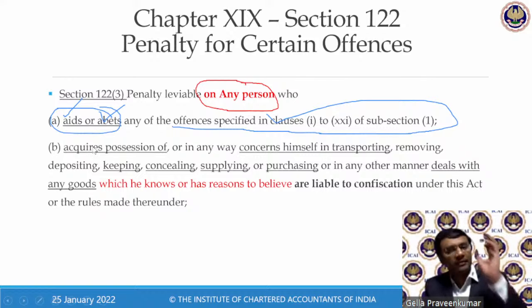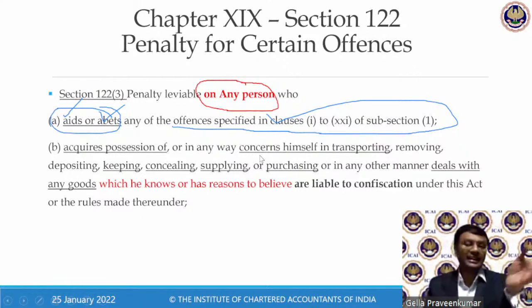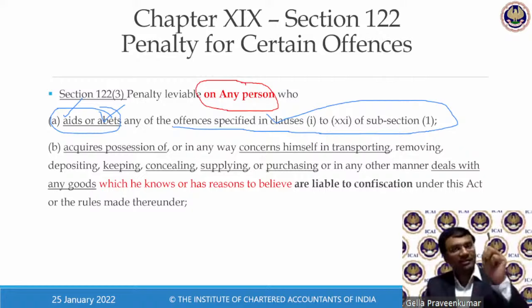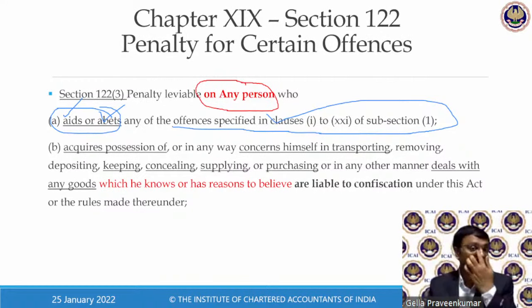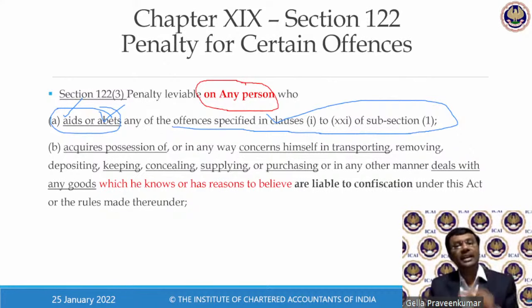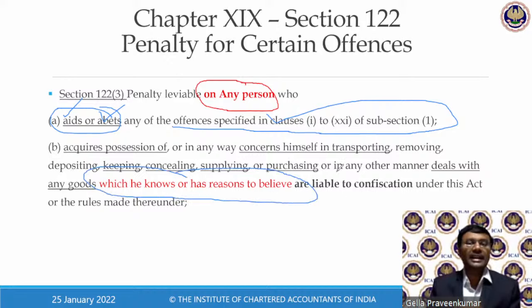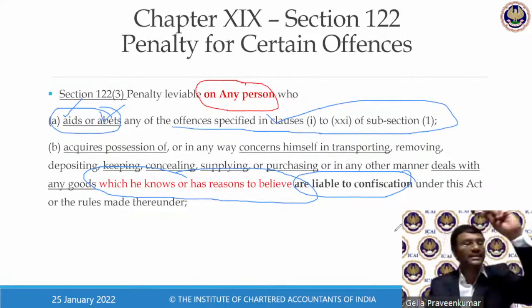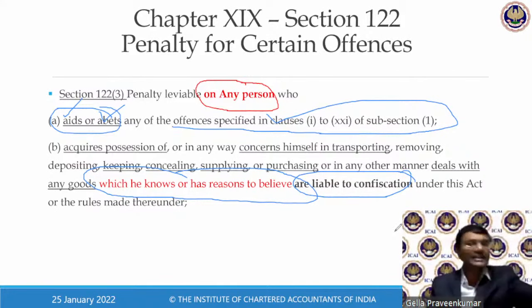Now, look at this point B, very, very beautifully worded. Acquires possession of or in any way is concerned himself in transporting, removing, depositing, keeping, concealing, supplying, purchasing or in any other manner deals with any goods which he knows or has reasons to believe are liable for confiscation. So a penalty which is covered under section 122 specifically, that is not discussed.